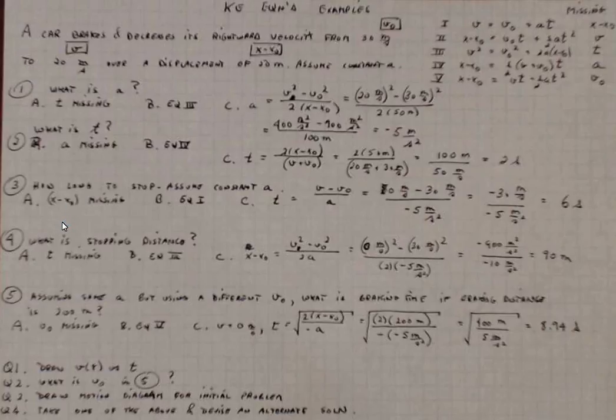Question 3. How long does it take to stop? Again, assuming that we have constant a. So in this situation, we have x minus x naught missing, so we'll use equation 1. And equation 1 solving for t gives you v minus v naught over a. So v now is 0 meters per second. V naught is 30 meters per second. So it's 0 meters per second minus 30 meters per second in the numerator. Denominator is minus 5 meters per second per second. So we have minus 30 meters per second over minus 5 meters per second squared. And that corresponds with 6 seconds.